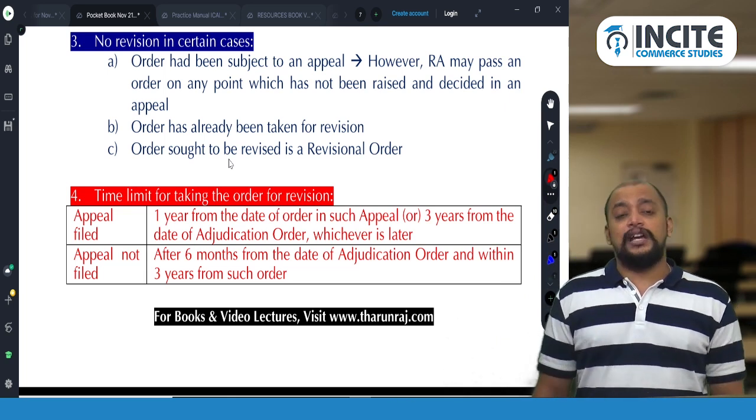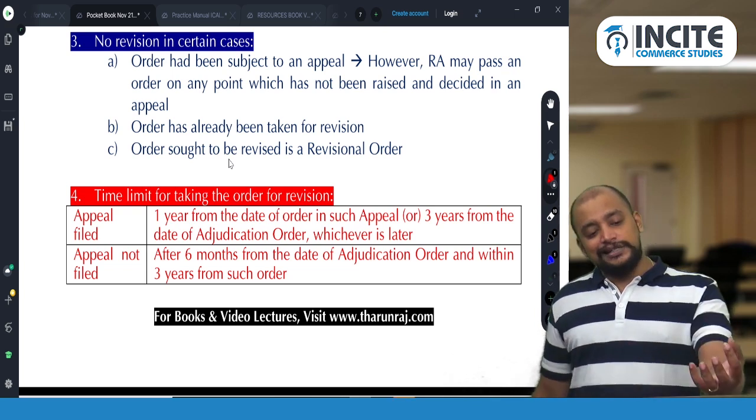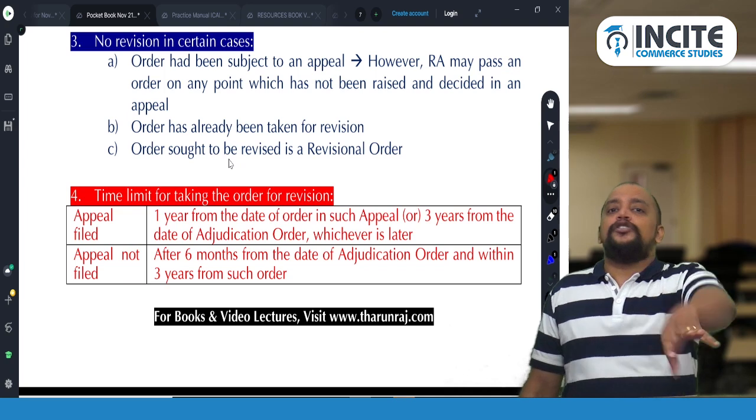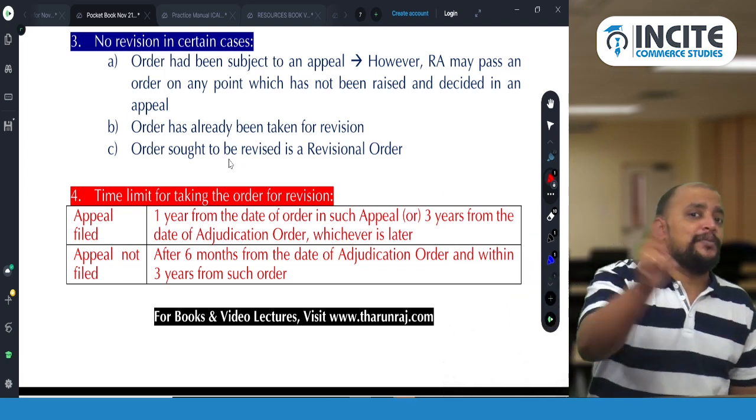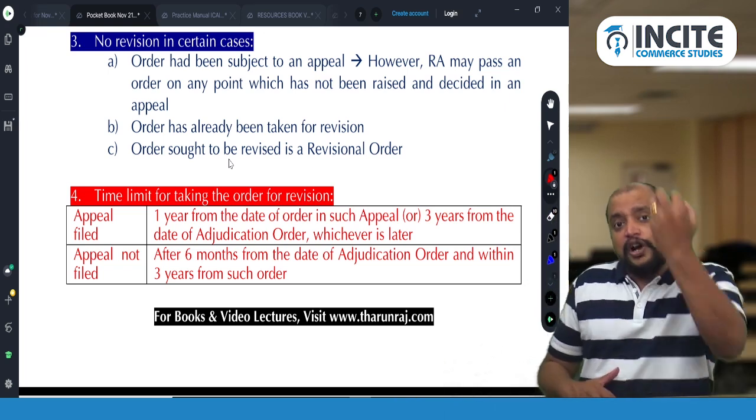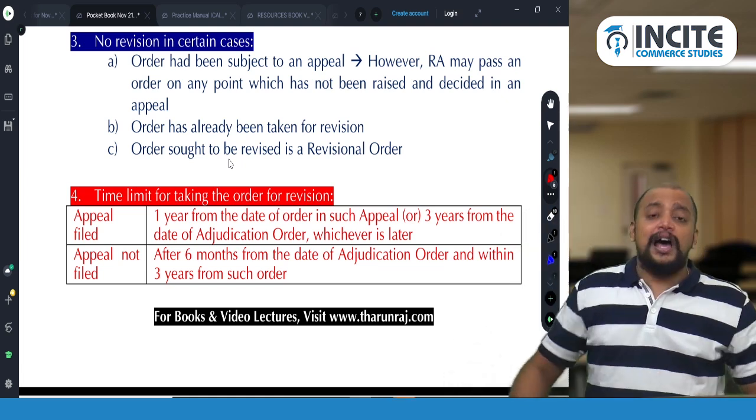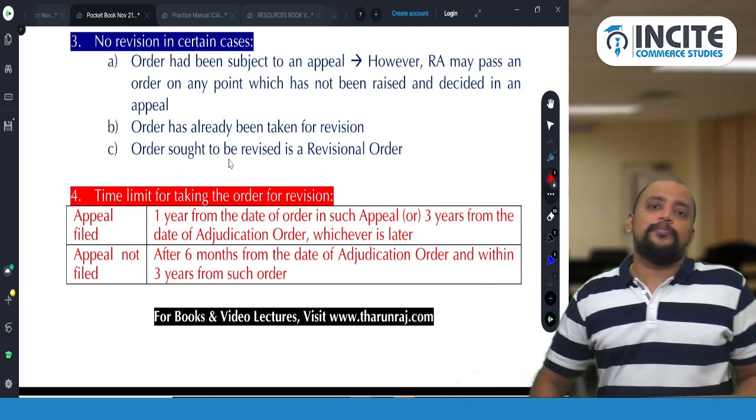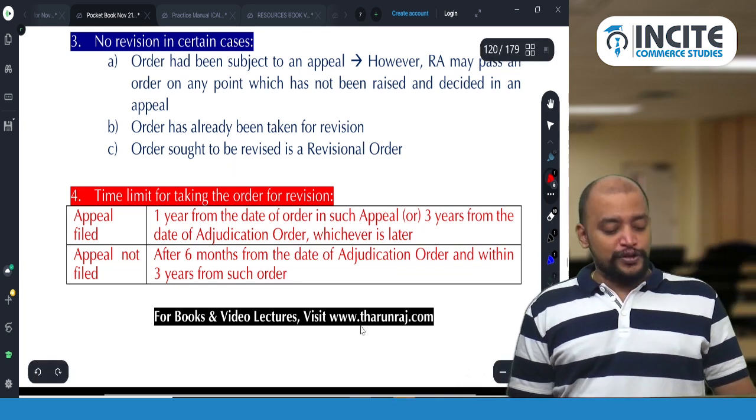And order is taken up for revision, but it is dropped. Say for example, one revision authority has taken up the order for revision and they dropped it. So they are not doing any revision. So another revision authority cannot come and take that order for revision. And then revision authority has taken up the order for revision and they revised it. Now again the revisional order, again another revision authority cannot revise. Not possible. Okay. So these are the three cases where revision is not possible.